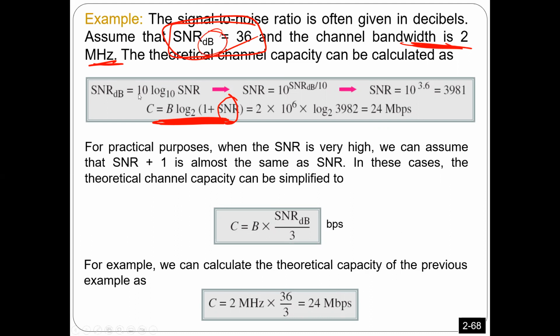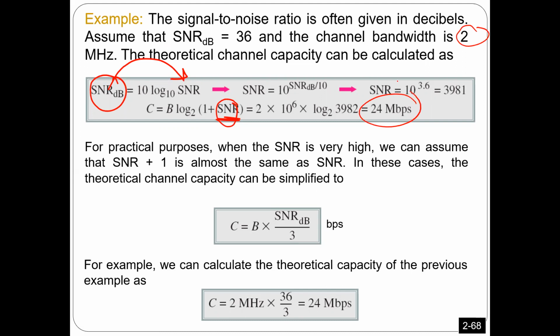How can you do that? Very easy. The signal to noise ratio in decibel is 10 log 10 of the signal to noise ratio, where the inside is a ratio and the result is decibel. So you can just plug in here: this one is 36, and then you do the calculation. You can calculate the signal to noise ratio this way. So number one, because this formula needs a ratio, you convert the decibel to a ratio, as I did here. After that, you have the signal to noise ratio and the bandwidth, you plug into the formula, and you can calculate the bit rate.